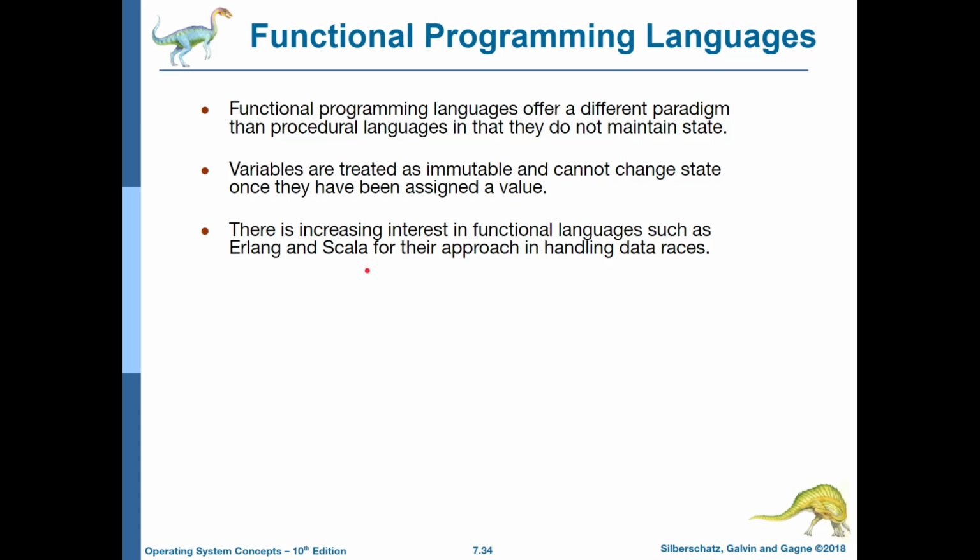But the upshot of having variables that are immutable is that you don't have synchronization problems. How do you overwrite data that cannot be overwritten? Thus, functional programming languages skirt around the problem of synchronization and race conditions.